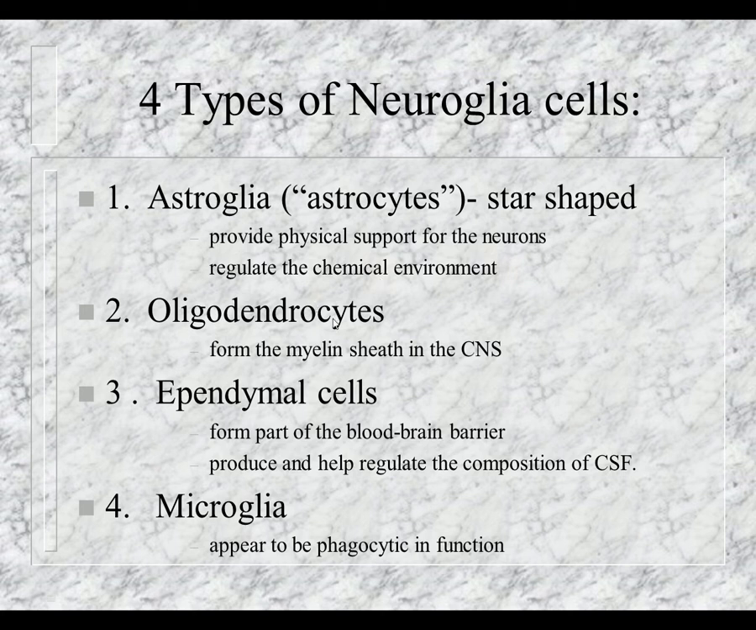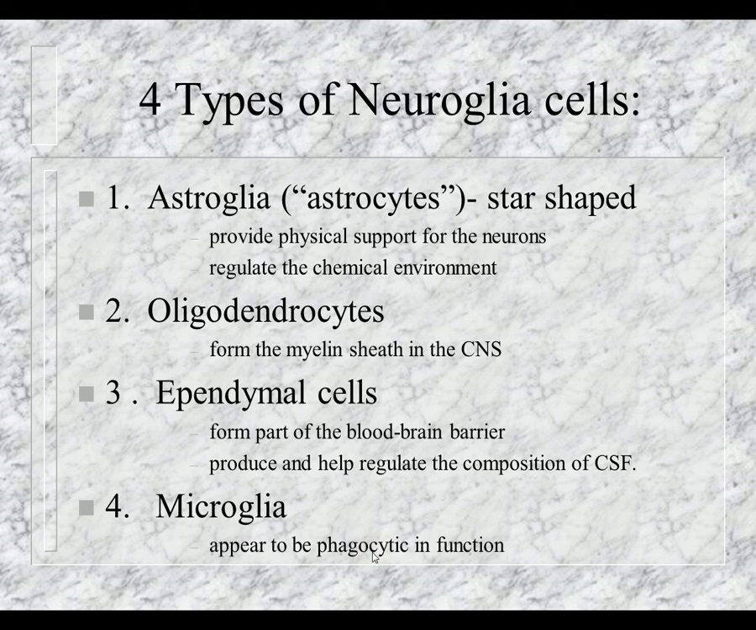The oligodendrocytes form the myelin sheaths in the central nervous system, so they help with protection and movement. The ependymal cells form part of the blood-brain barrier as well, and they also produce and help regulate the composition of cerebrospinal fluid. Then there are the microglia, which appear to be phagocytic in function. They usually are very small stationary cells, but when something becomes inflamed or you have some type of degenerating brain tissue, they will enlarge and move about and carry on phagocytic activity.